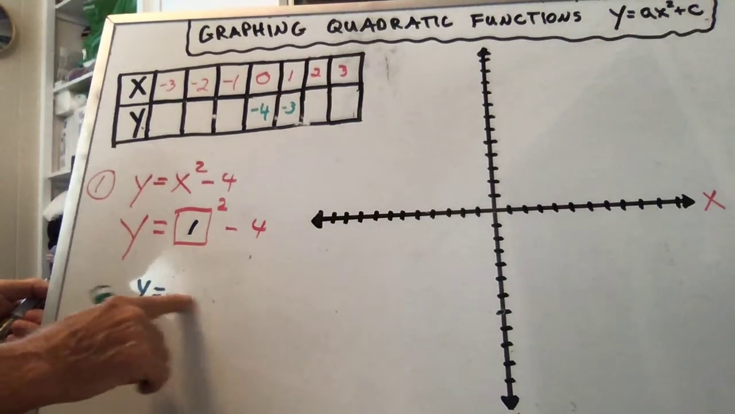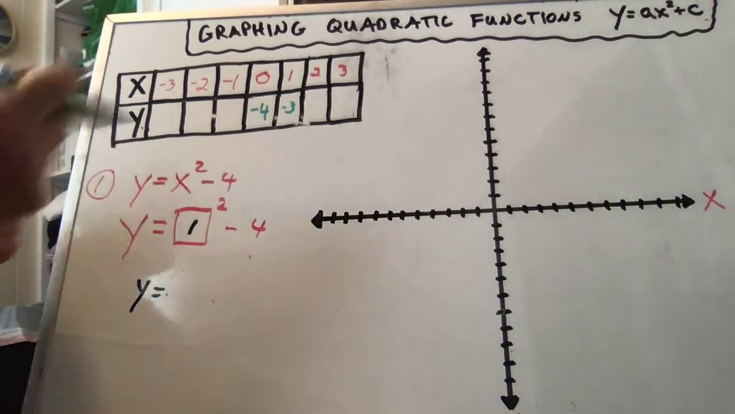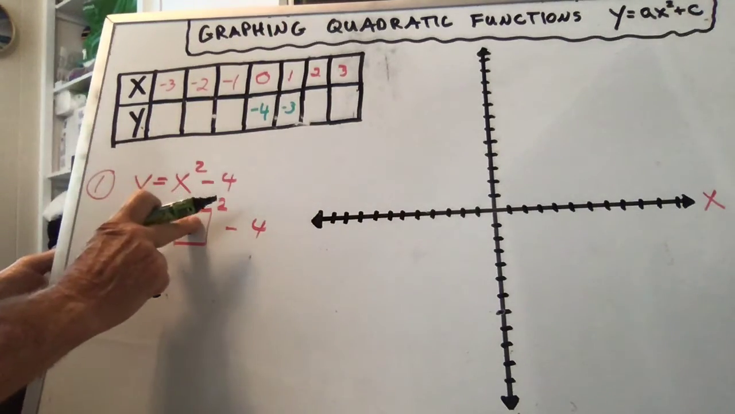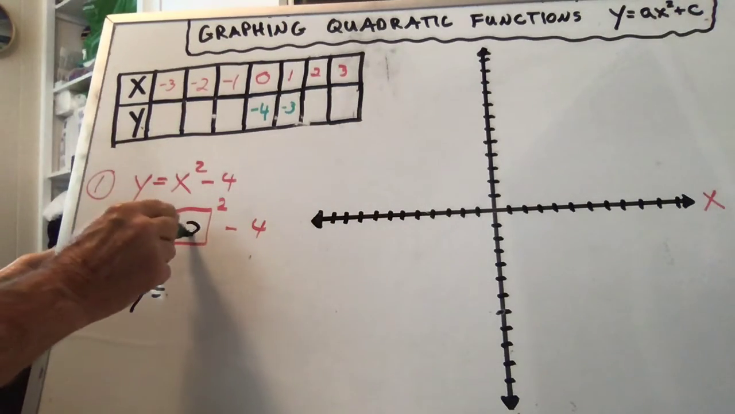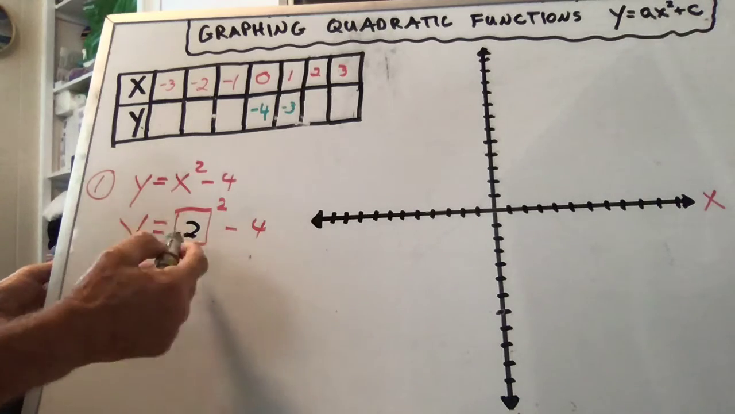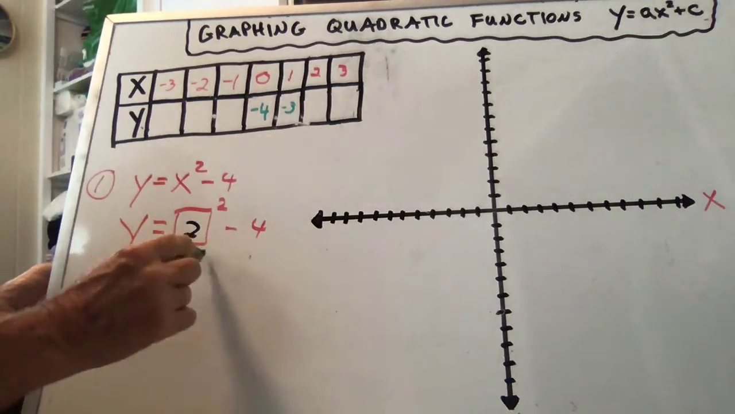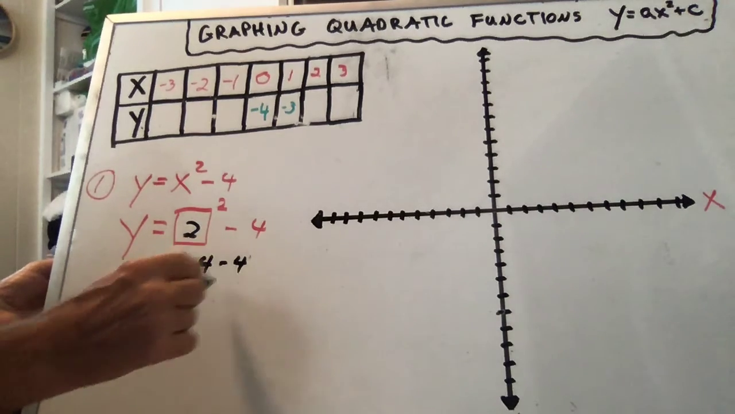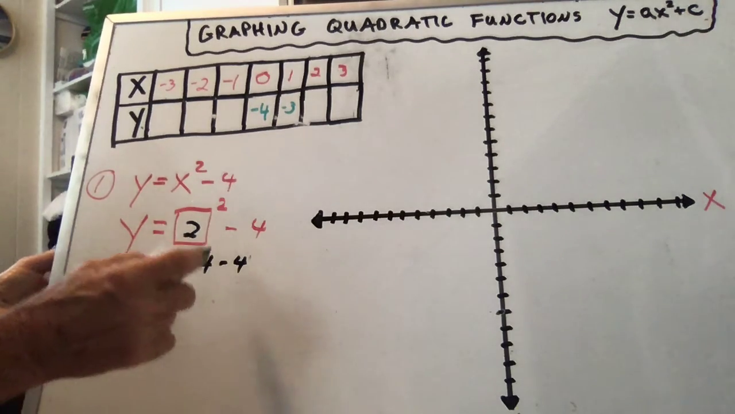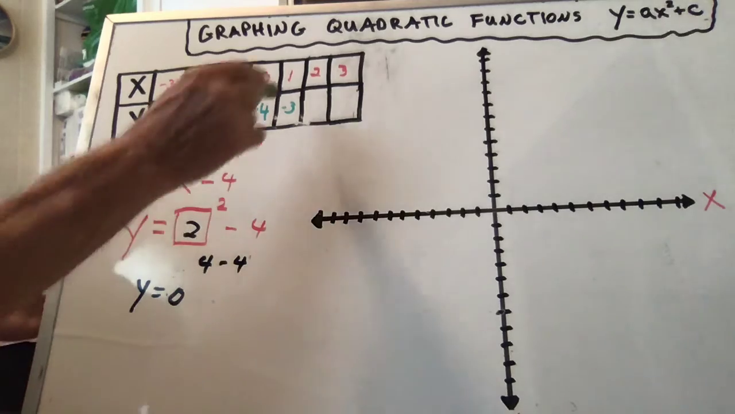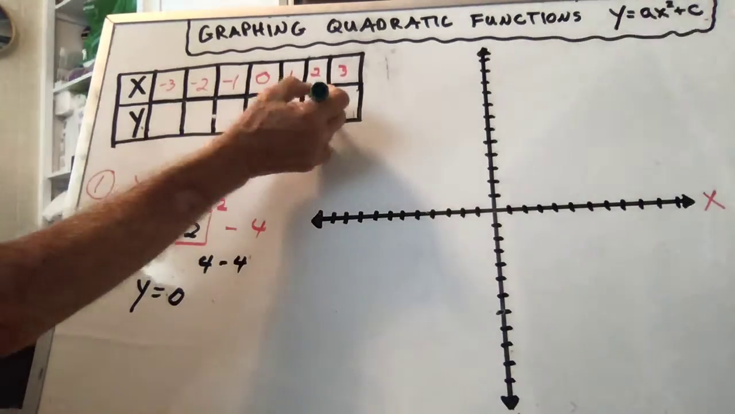So far, so good. And you know what's coming next. Let's move down the line and we'll get 2. So y equals 2 squared. I'm putting x as 2. 2 times 2 is 4. 4 minus 4 is 0. So when x is 2, the y value is 0.